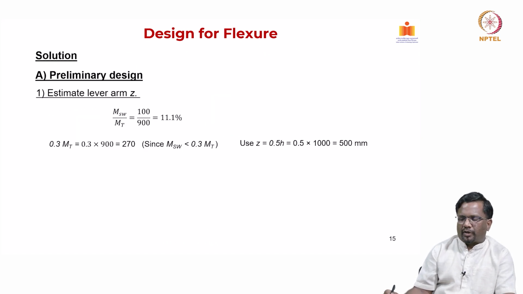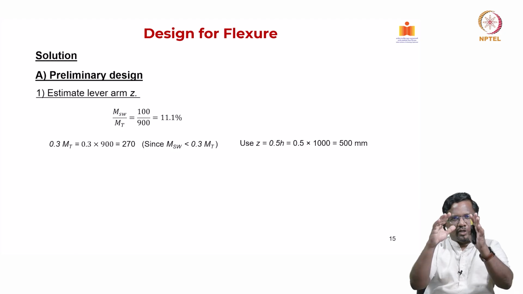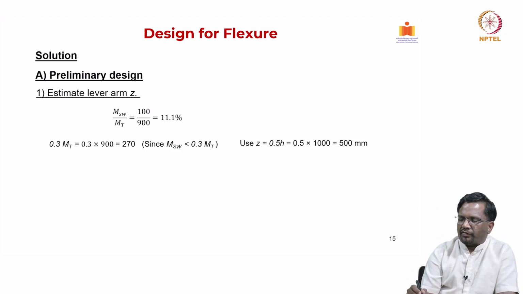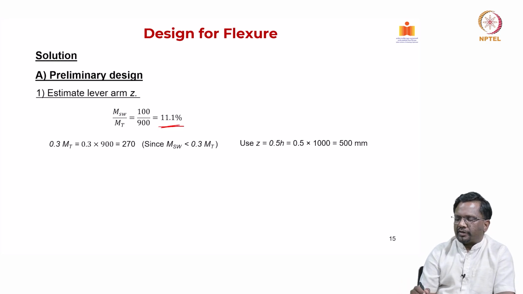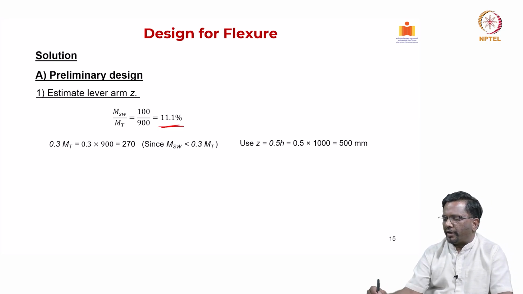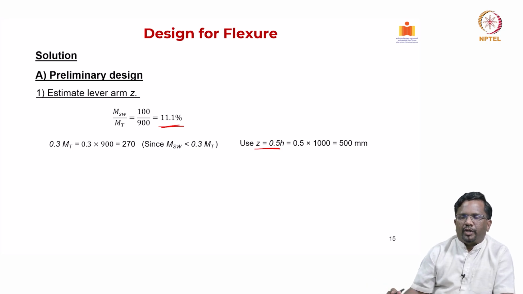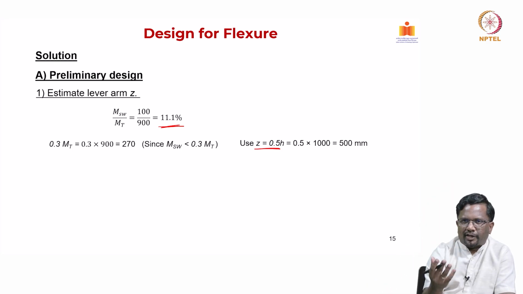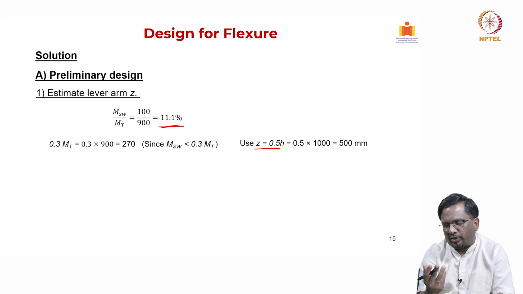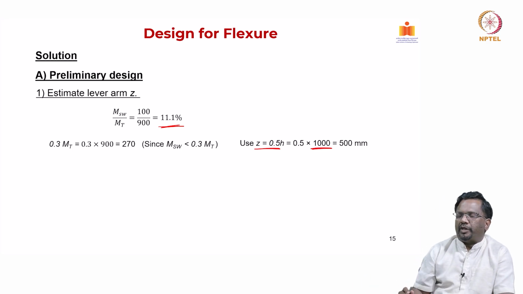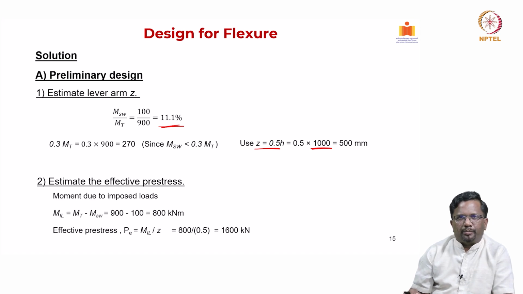Preliminary design. So, again in preliminary design we are trying to get the shape of the cross section and the overall depth. Now, the self-weight to total moment is 11% only, which is less than 30%. So, I can take the lever arm as 0.5 times the overall depth. The height from architectural conditions, anyway they have given that you cannot go more than 1 meter. So, I am taking a maximum height of 1 meter. So, the lever arm is going to be 500 millimeter. Now, I know the height, I know the lever arm.